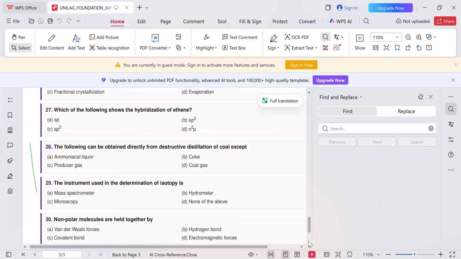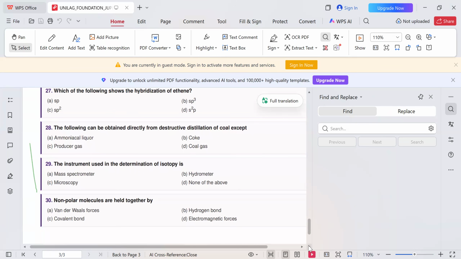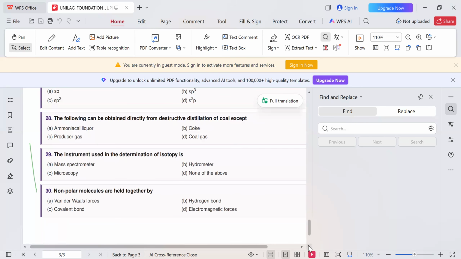I've mentioned that earlier. I talked about ammoniacal liquor, coke, and coal gas. So the answer is producer gas. Number 29, the instrument used in the determination of isotopes is the mass spectrometer. So that's mass spec, that's A.